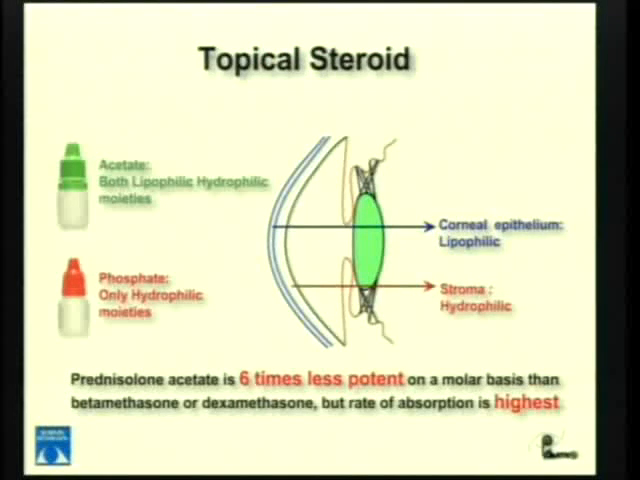Now, we'll see the acetate and the phosphate. What is the difference between these two? Phosphate has only hydrophilic moieties, whereas the acetate has both lipophilic and hydrophilic moieties. The anatomical barrier, the corneal epithelium, is lipophilic and the stroma is hydrophilic. So, who wins? Acetate is the winner. That is the reason prednisolone acetate, though it's 6 times less potent than dexamethasone on a molar basis, is still the preparation of choice in anterior uveitis.